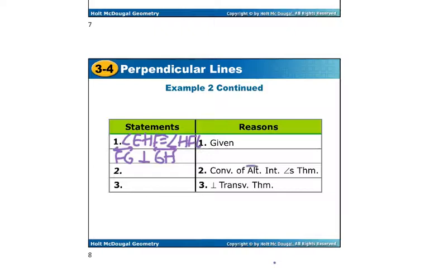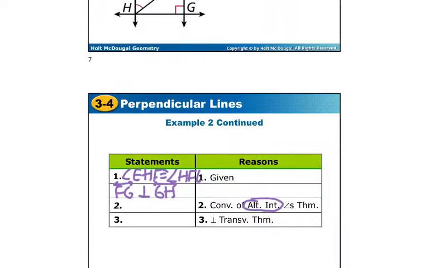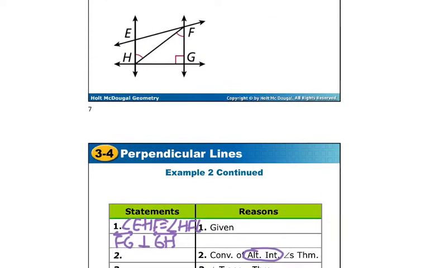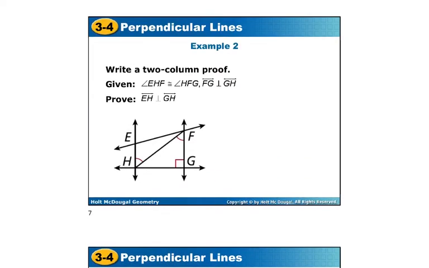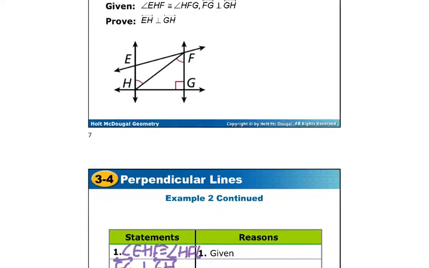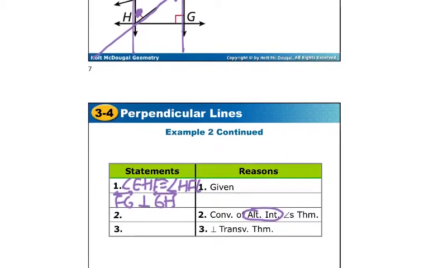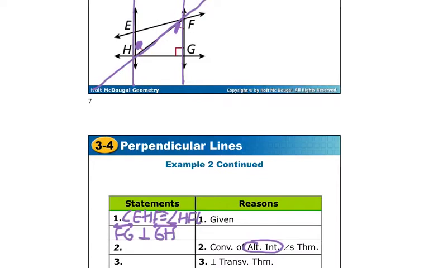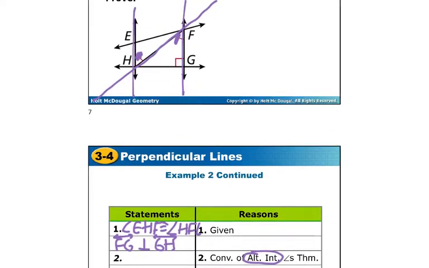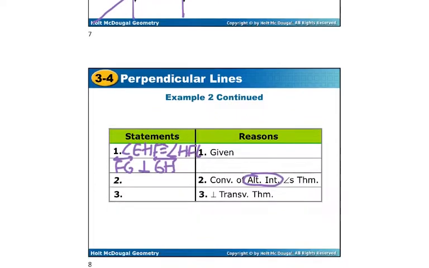Then they're telling us that alternate interior angles is telling us something. So looking back at our diagram, what did they give us? I see a transversal and 2 lines that are alternating on the inside of those 2 lines. So because those are alternate interior, and the fact that they are the same measure, we can then say that EH and FG are parallel. Let's say parallel.